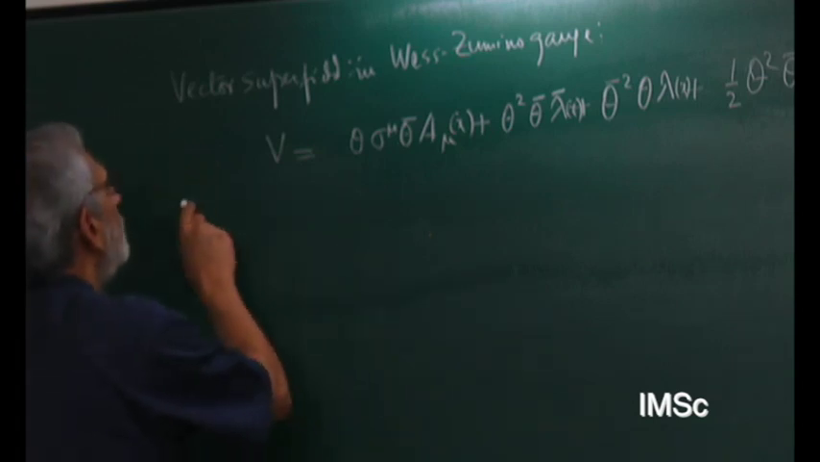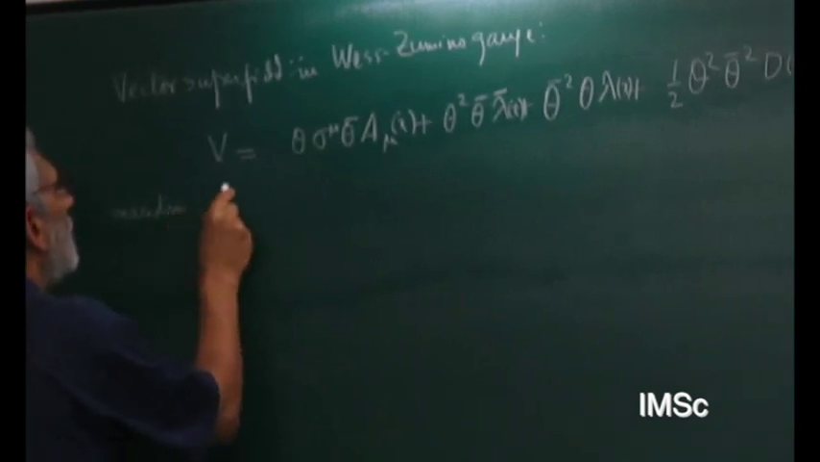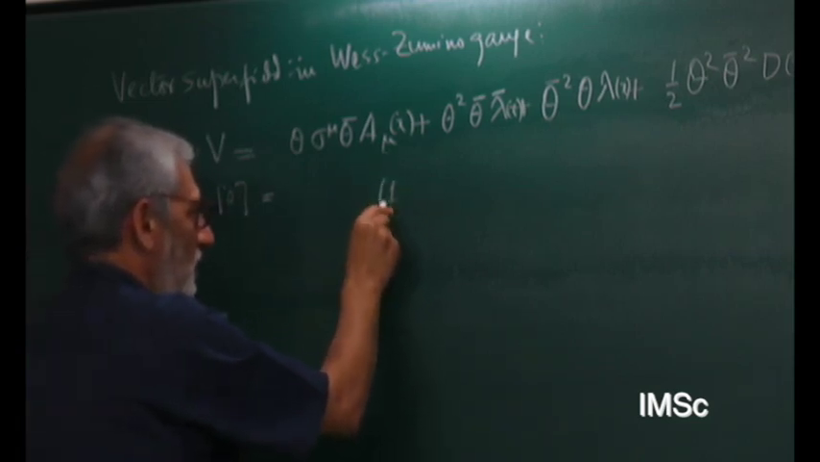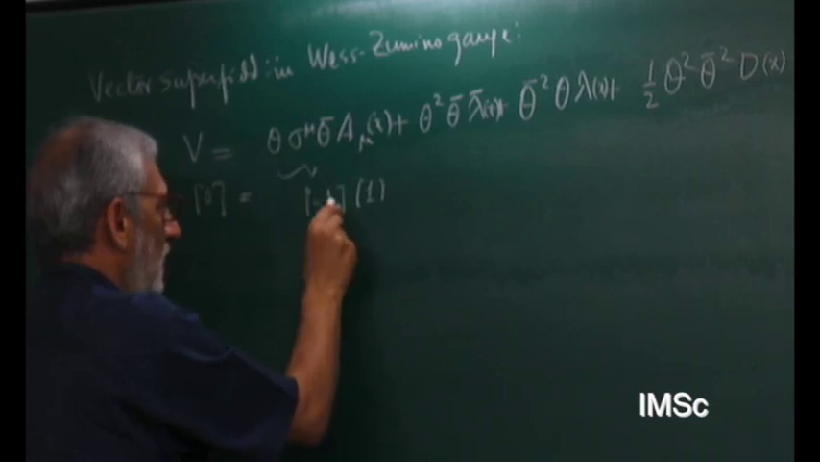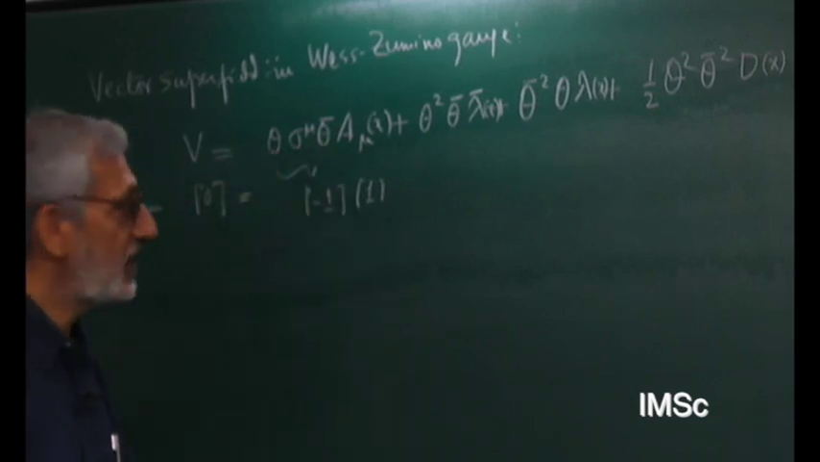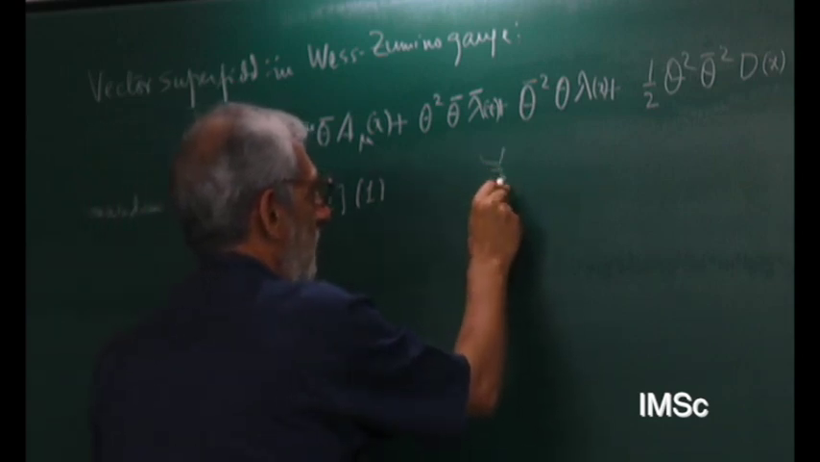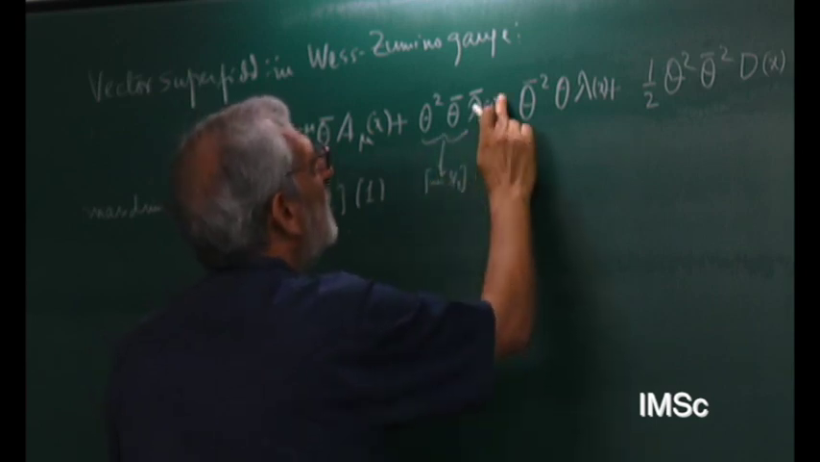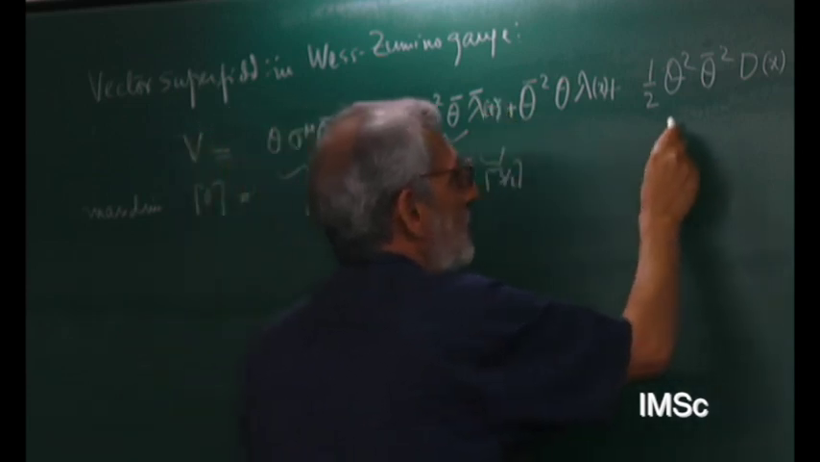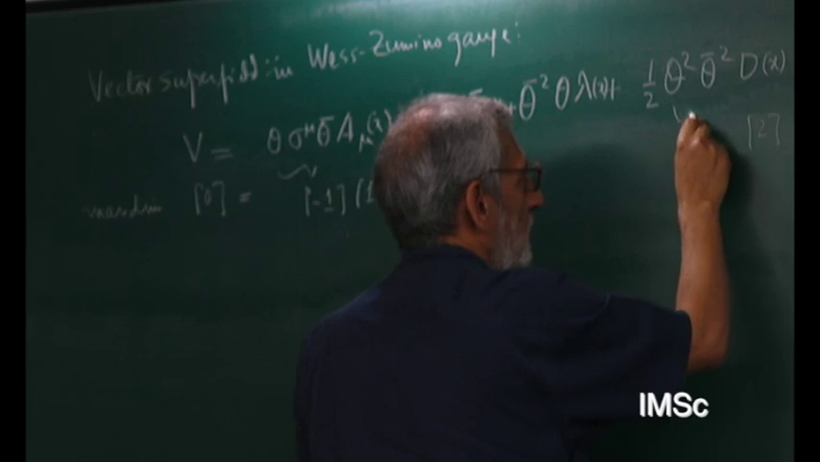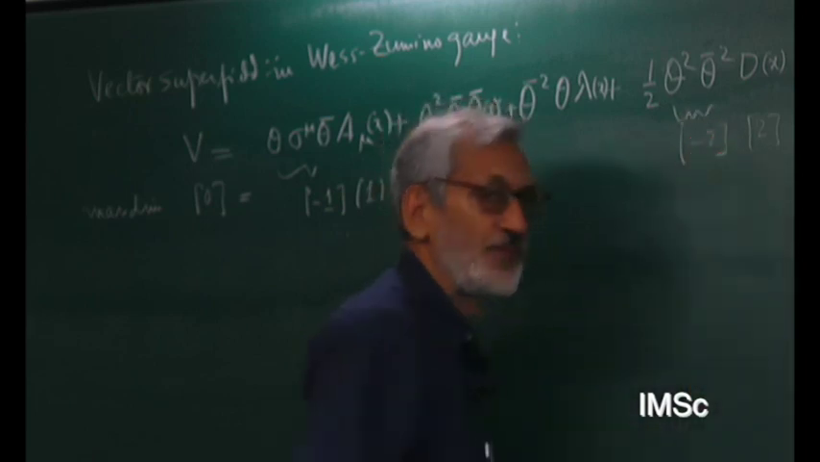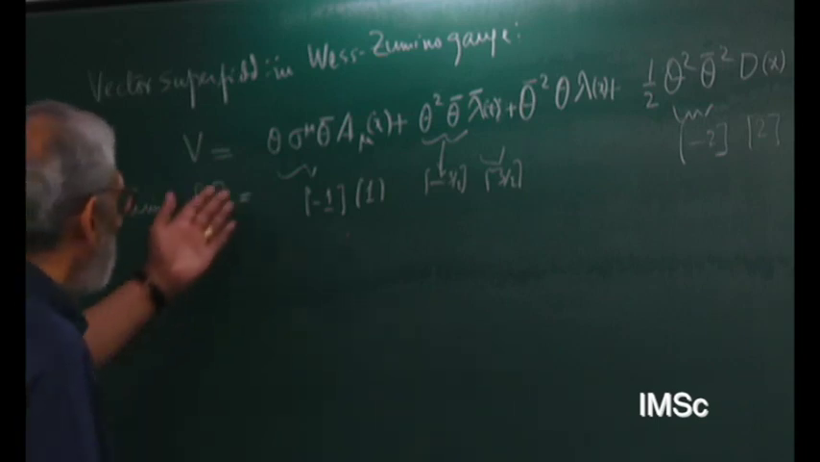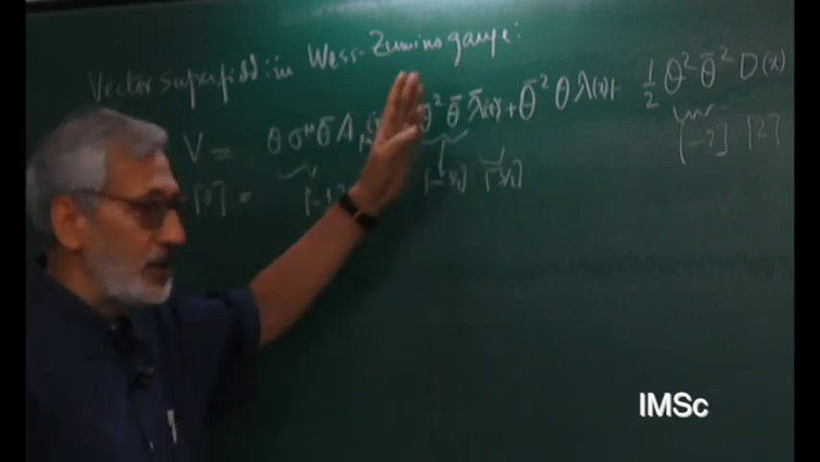And we notice the mass dimension of the vector field, because the mass dimension of this object is 1 and this object is half, so this is 3 by 2 and these together are minus 3 by 2. Same here, and this is mass dimension 2. And we also registered that in the Wess-Zumino gauge fixed version, there is no boost for these values.